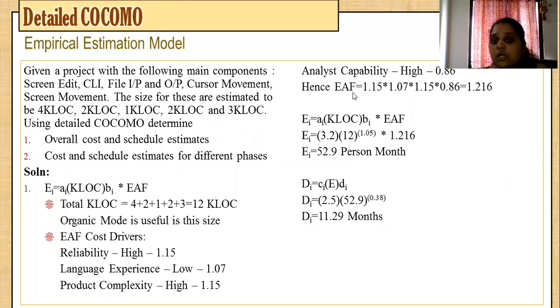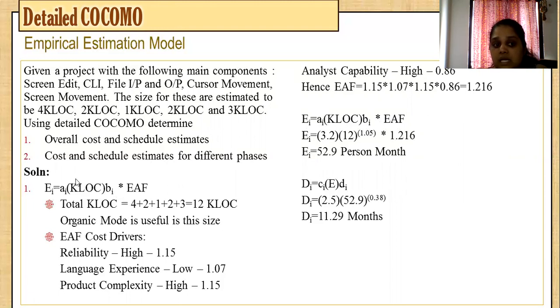Okay, now total EAF you can calculate by the product of all these cost drivers, which is roughly around 1.216. Now this EAF we will substitute into this equation. So I have carried forward this equation here: AI, KLOC, BI into EAF. EAF I have substituted 1.216.